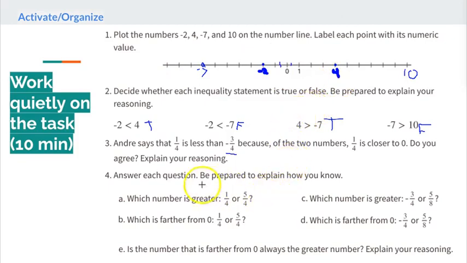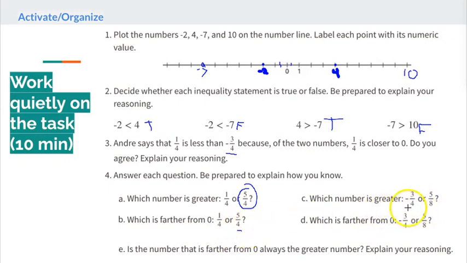I promise. Answer each of these. See if you can figure out which one is greater. So which is greater, 1/4 or 5/4? Yeah, it's 5/4, right? Both of them positive numbers. Both of them fourths for a denominator. There's 5 for a numerator here. It's worth more. What about which is farther from 0? 1/4 or 5/4? Yeah, 5/4 is farther, right? Because 1/4 would be close to 0. 5/4 is worth more than 1, so it's further away.